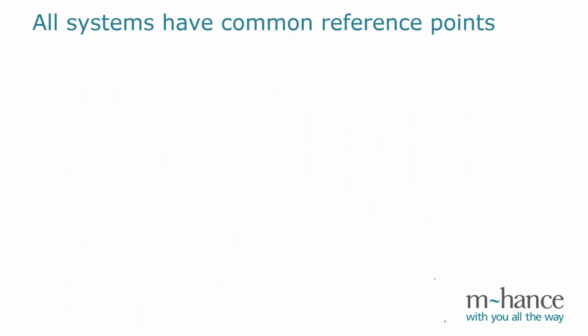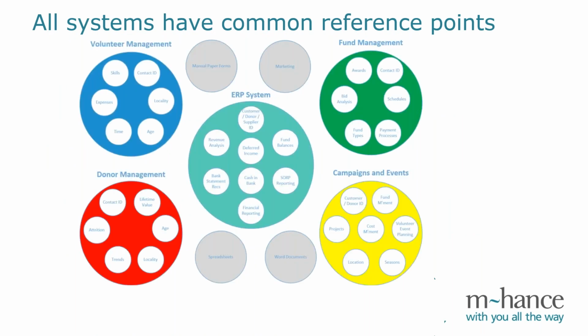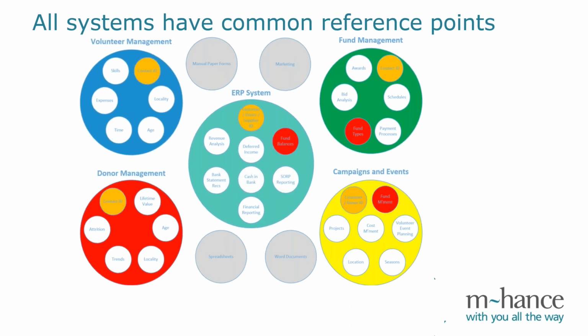But if you look at this a bit more logically, and this is what Power BI tries to do, it says, where are the common reference points in these systems? So, the same systems as before. When you look, your ERP system may carry a supplier ID, a contact ID in your grant management system, a contact ID somewhere else. In your fund balances in your ERP system, you're going to have fund management in the system somewhere. You could have it in a spreadsheet. There are common reference points between your different systems.